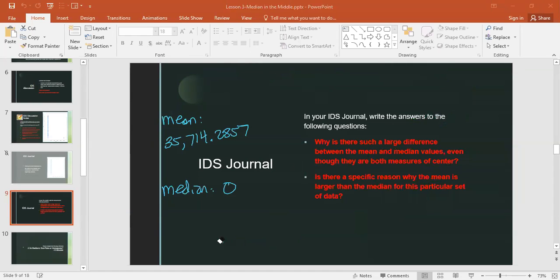Okay, so here are the questions for your IDS journal. Why is there such a large difference between the mean and the median values, even though they are both measures of center? I want you to think about everything that I just talked about, of how we're finding the mean versus how we're finding the median. Why is there such a large difference between the mean and the median values? And is there a specific reason why the mean is larger than the median for this particular set?